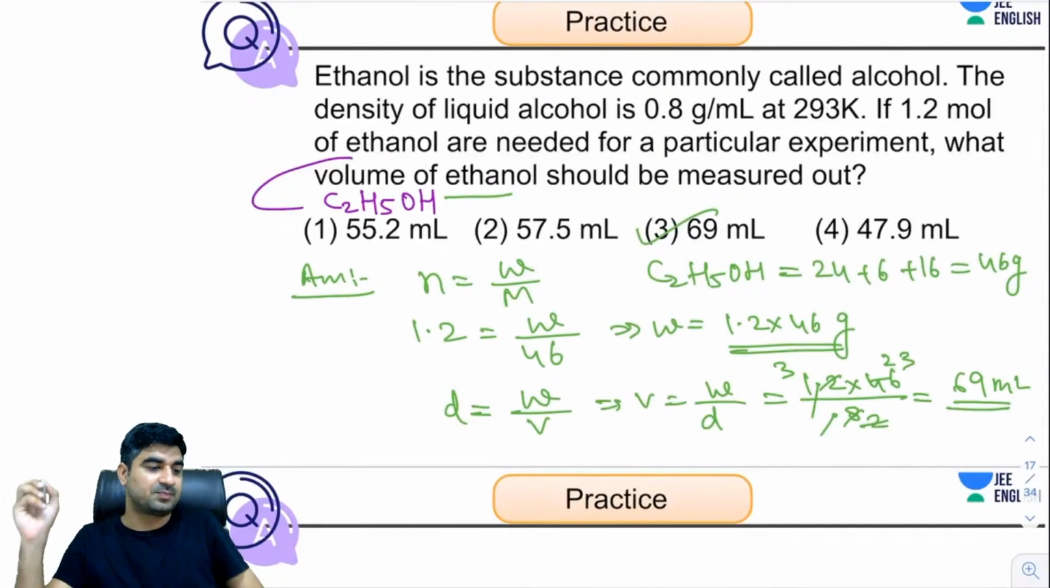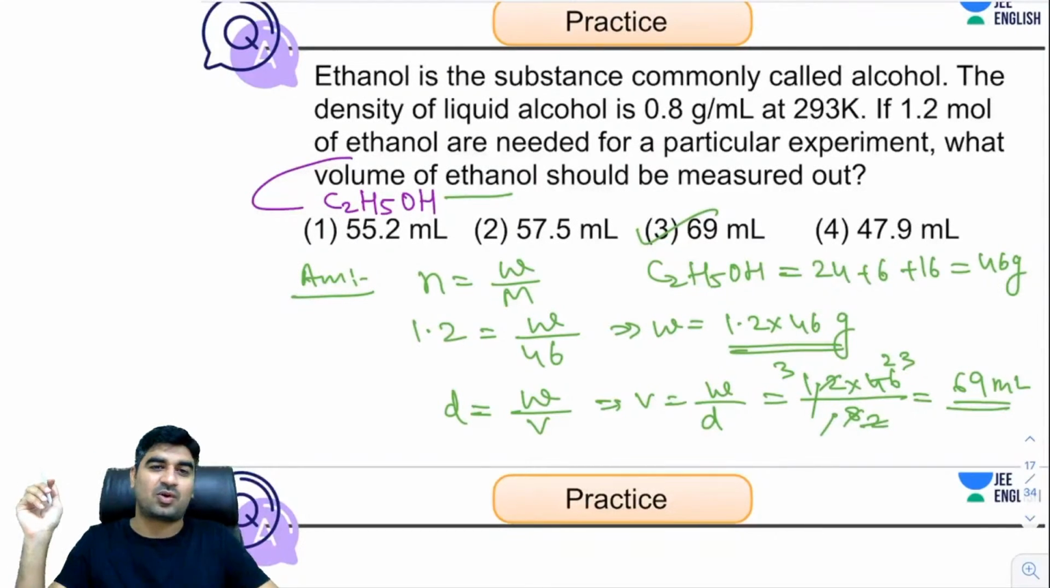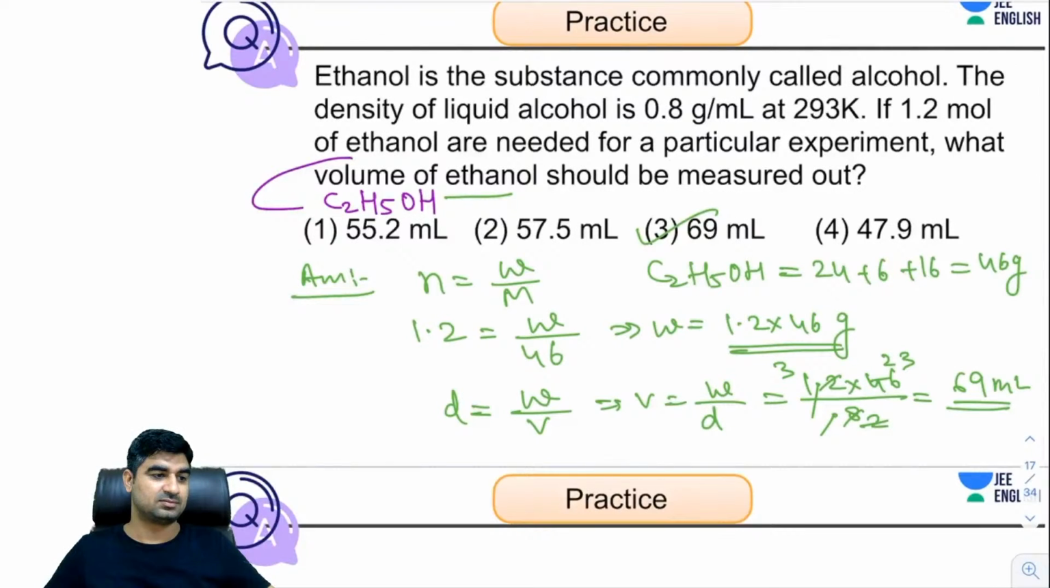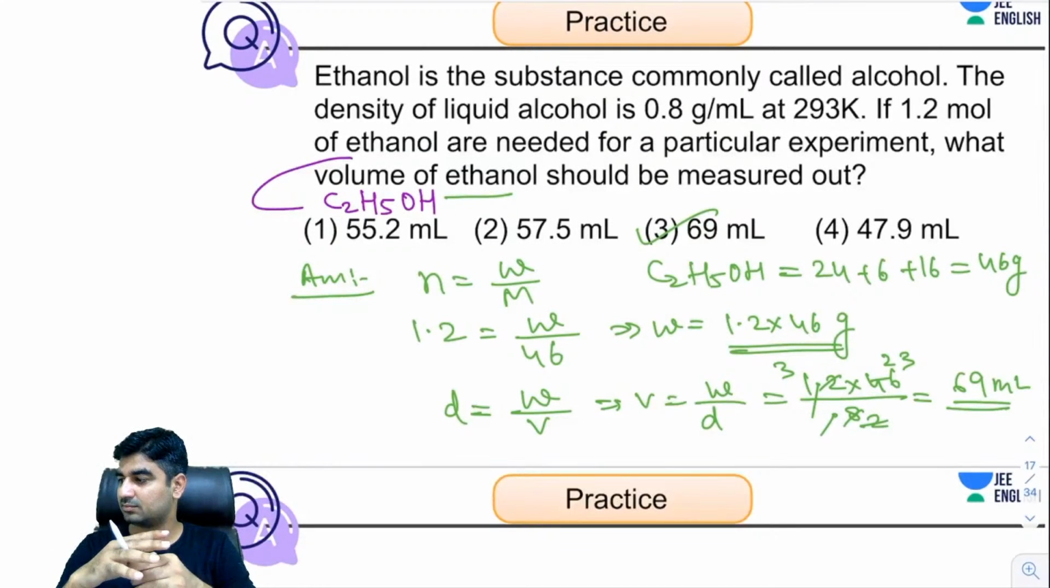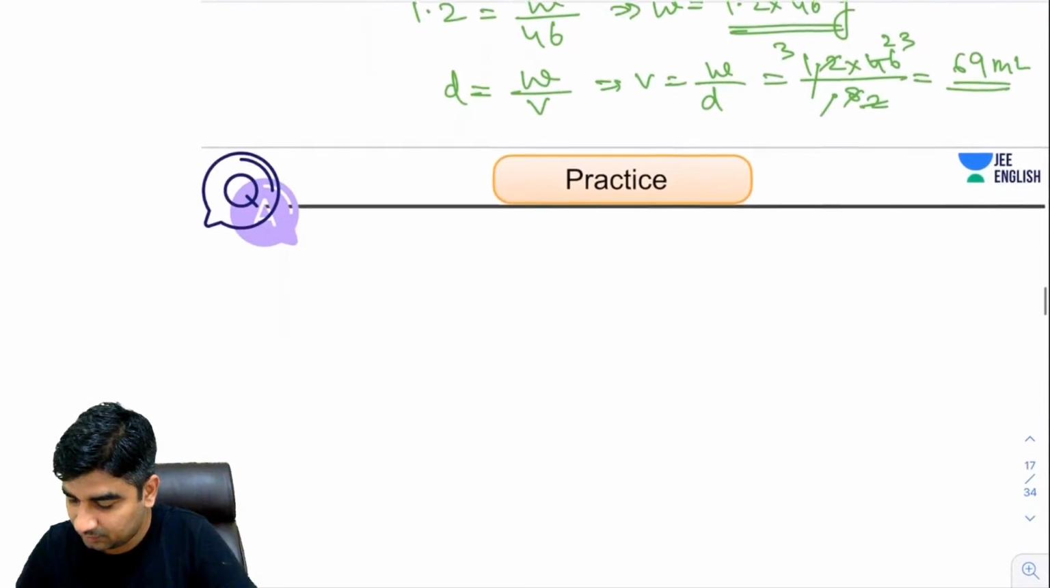C is the answer. So B was wrong. A was also wrong. Answer will be C. Are you getting it? Yes, tell me. Normally you did it wrong. It was a simple problem. Right?